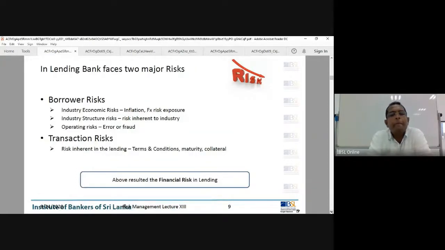When a bank faces risk, there are two types of major risk faced by the bank, called together the financial risk in lending, right? When you lend, you have to face these two: the borrower's risk and the transaction risk. Borrower's risk comes from three other items, which are industry economic risk, industry structure risk, and operating risk.